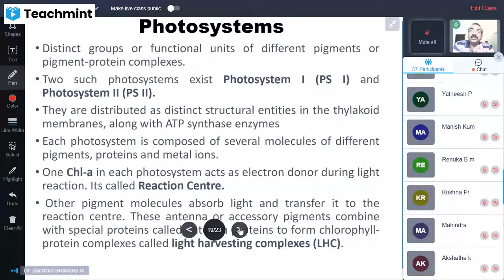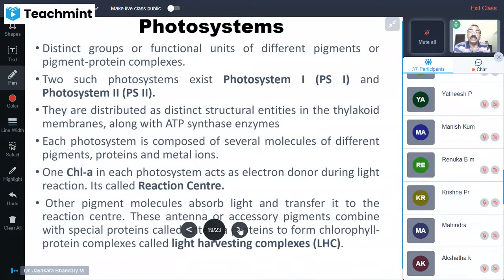Actually, in the thylakoid membrane, two such groups are present, and these are called photosystem 1 and photosystem 2. They are distributed as distinct structural entities in the thylakoid membrane along with ATP synthase enzyme. So what is there in each photosystem? Each photosystem is composed of several molecules of different pigments, proteins, and metal ions.